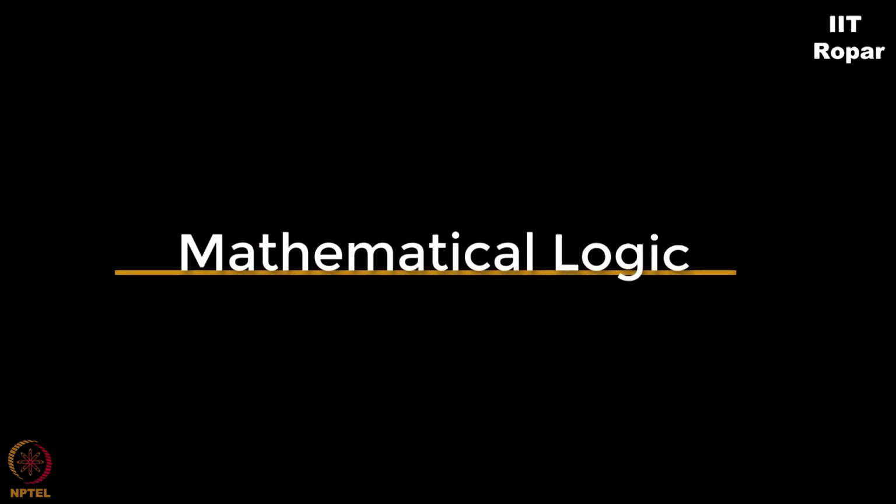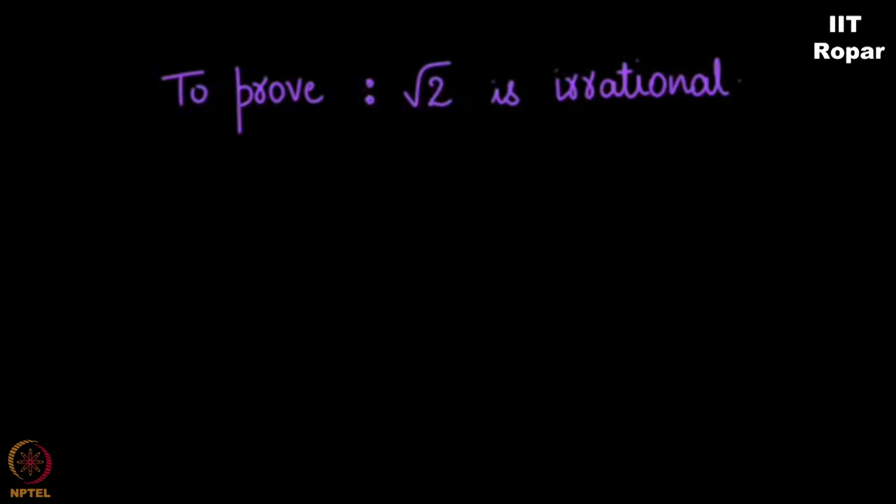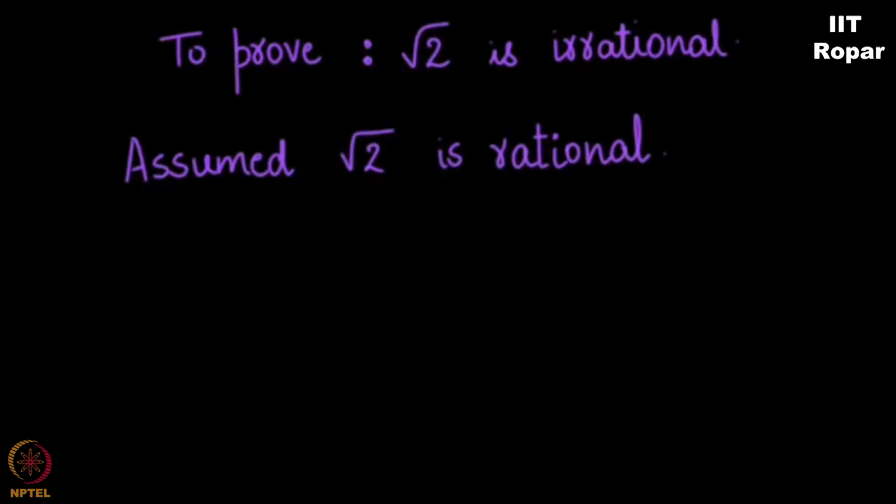Well, we have now come to the tail end of this chapter, which involves basics of mathematical logic. Let us go back and recollect how we started off with this chapter. We proved that square root 2 was irrational. How did we prove it? We assumed it to be rational and arrived at a contradiction.